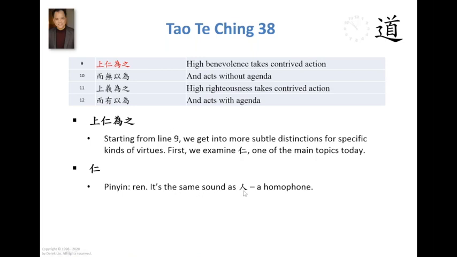So it's the same sound as this other character, ren, which means person or people. It's a homophone. A homophone is different characters with the same sound. So in Mandarin, there are many, many homophones. In fact, one of the ways to work with a Chinese dictionary is to flip open to the end of it where there's a whole index that's been made on all the different sounds. And then you zero in on a particular sound and you look up your character from the list of characters there that all share the same sound. They are all homophones.